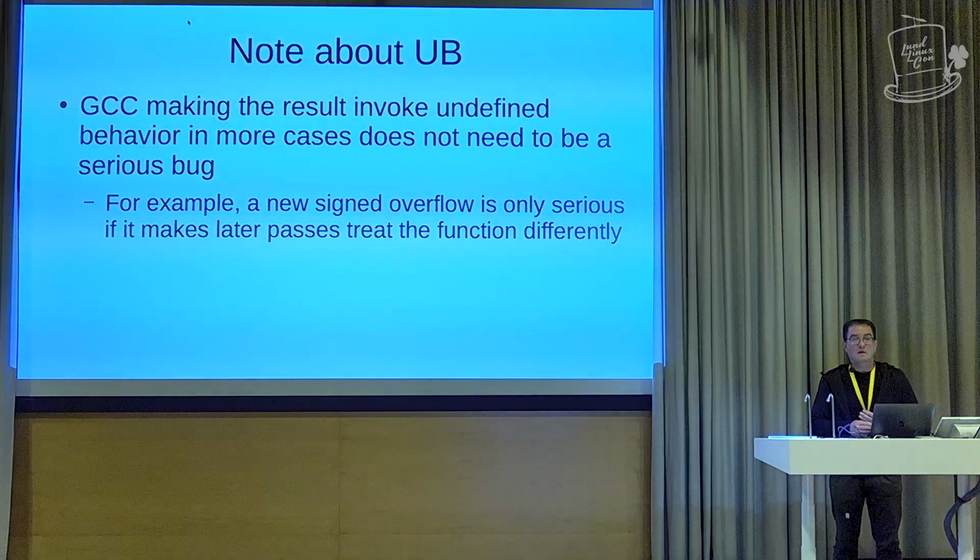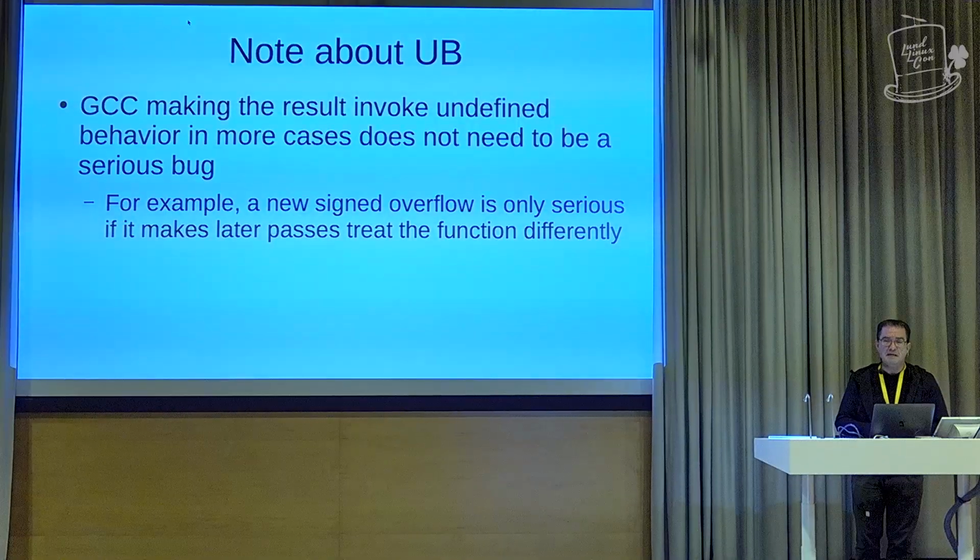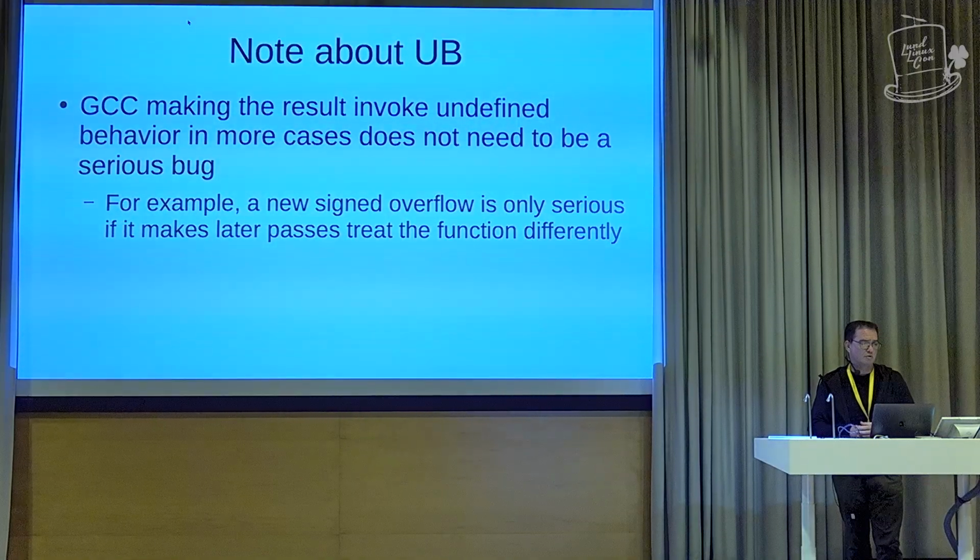So this example I showed you had more undefined behavior in the optimized code. And in that example, that was a serious problem. But just having more undefined behavior is not necessarily a big problem. You can see I have reported about 80 bugs on this. Most of them have new undefined behavior, but many of those tickets have very low priority.